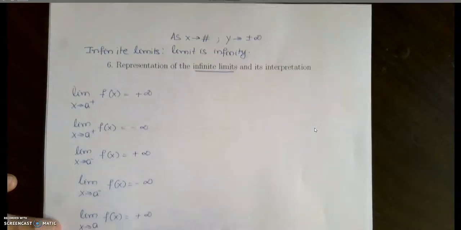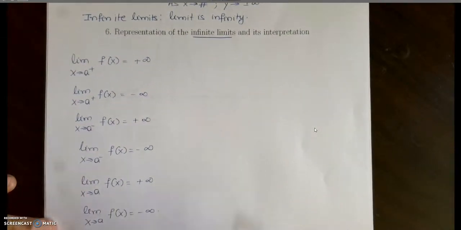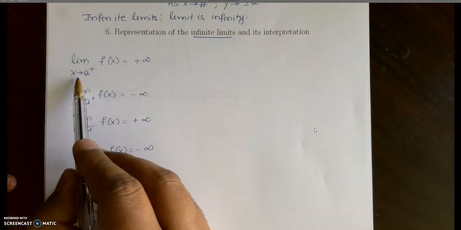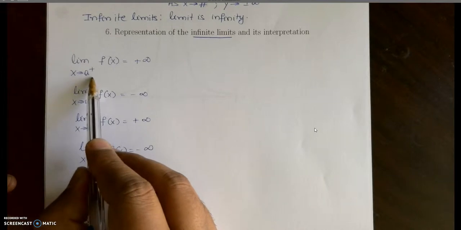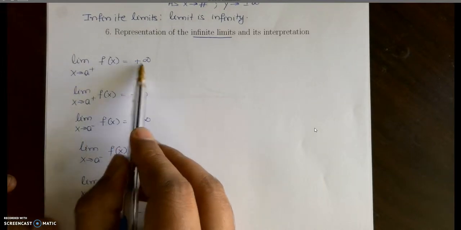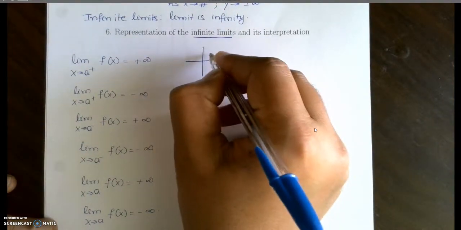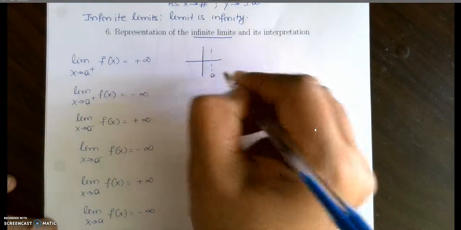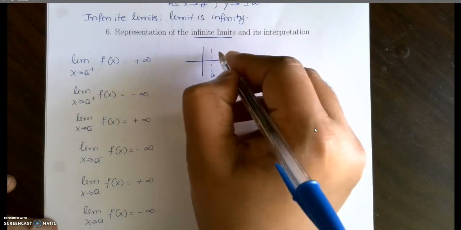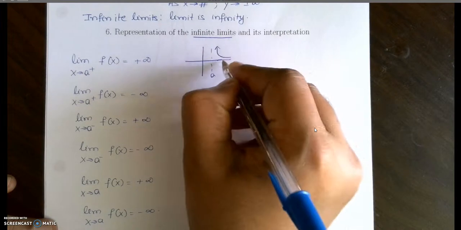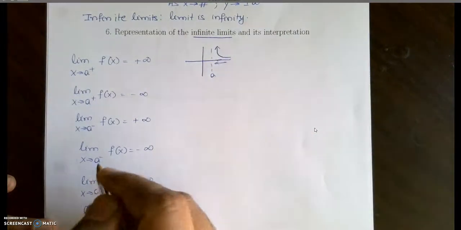The infinite limits are represented in the following 6 ways. You could have an infinite limit as x approaches a from the right, the y value approaches positive infinity. That means the graph of such a function would look like this. This is x equals a, and the y value approaches positive infinity as x approaches a from the right.